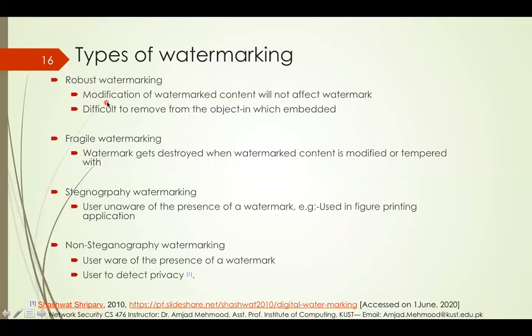Robust watermarking: modification of the watermarked content will not affect the watermark. It is difficult to remove from the object in which it is embedded. As this is robust watermarking, it is not easy to get the watermark out of the original image. Fragile watermark: the watermark gets destroyed when the watermarked content is modified or tampered with. So then your original data will be destroyed.